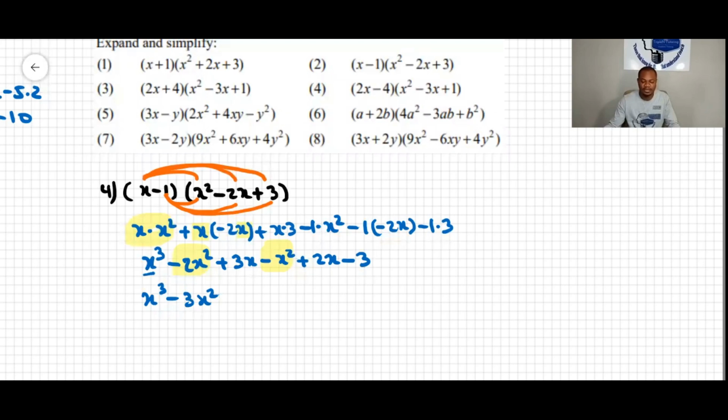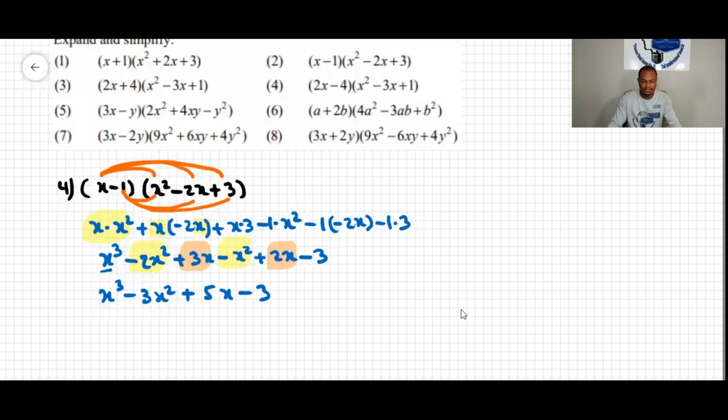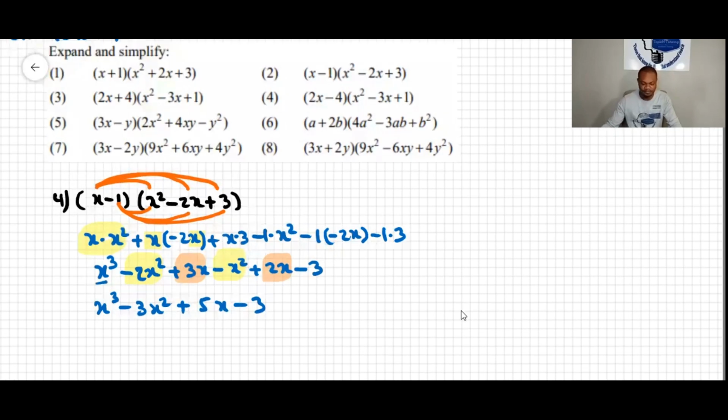3x and 2x also, they're like terms. Okay, so this will make positive 5x and negative 3. Okay. Now we can take another, like question 5.